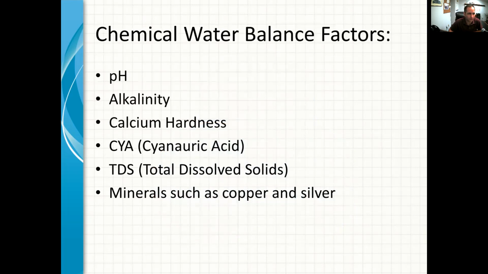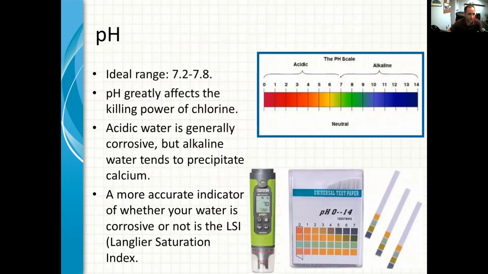Okay, so here they are again. TDS is total dissolved solids. CYA is just short for cyanuric acid, so sometimes we use one or the other interchangeably. It means the same thing. And any minerals in the water are technically part of the water balance. But probably the most important thing that I look at is the pH. Alkalinity and hardness, and also CYA, are pretty important too. So let's get into what each of these are and how they relate to the water balance.